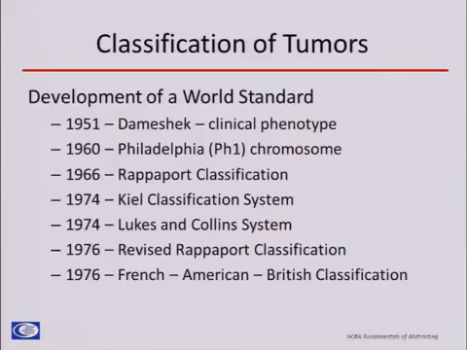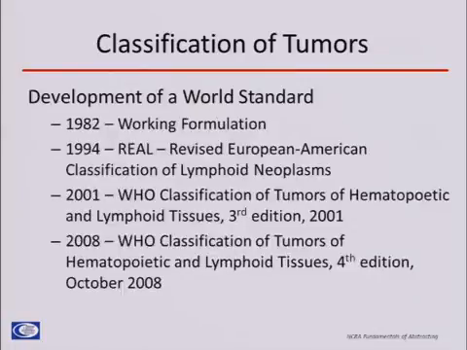But how did we get there? We started a long time ago trying to develop a world standard. In 1951 was the first clinical phenotyping for hematopoietic and lymphoid tumors. 1960, the Philadelphia chromosome was identified, but not the BCR-ABL1 part, the BCR-ABL1 only since 1990. Okay? And look at all these classifications. Rappaport, Keel, Lukes-Collins, revised Rappaport, FAB, French-American-British. You might even still see these in your path reports because some of your pathologists will still use them.